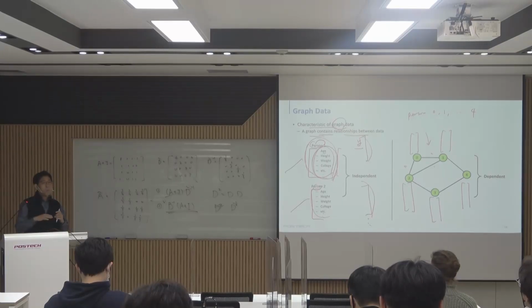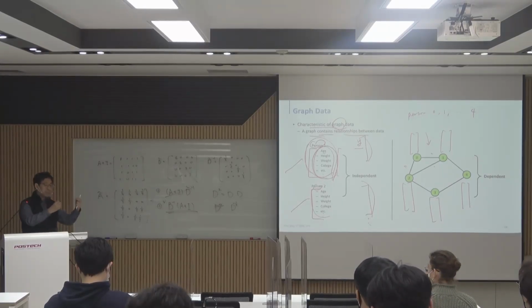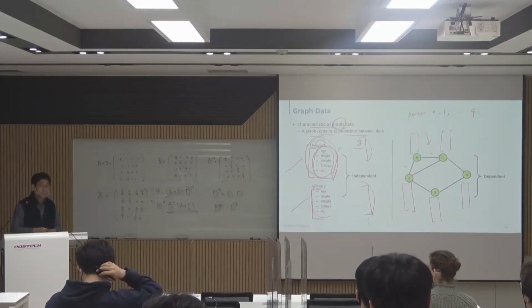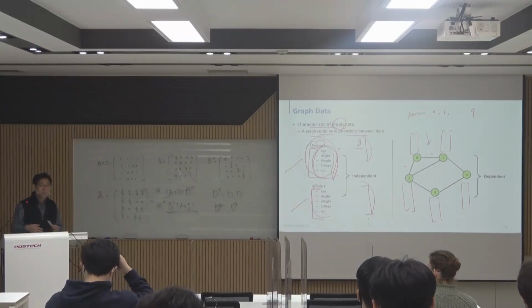For all the data points that we discussed so far, we assumed that all the data points are independent. That's the assumption that we had. But starting from now on, if we have that kind of connectivity information, we can model dependency between the data points.